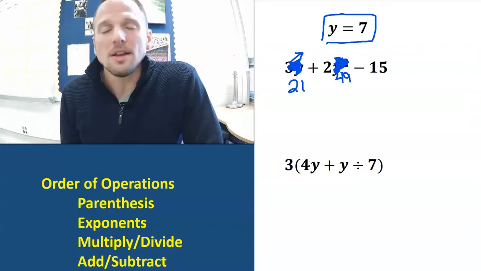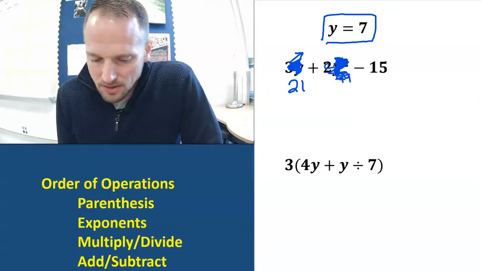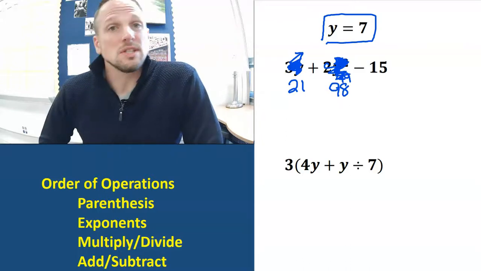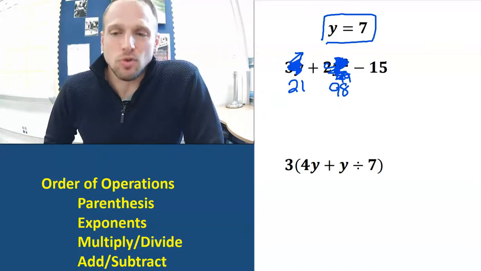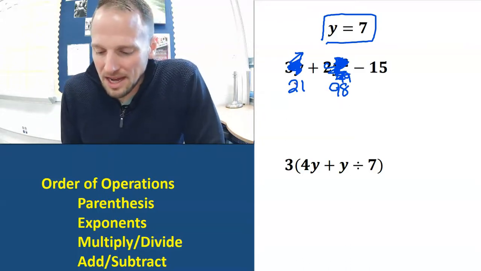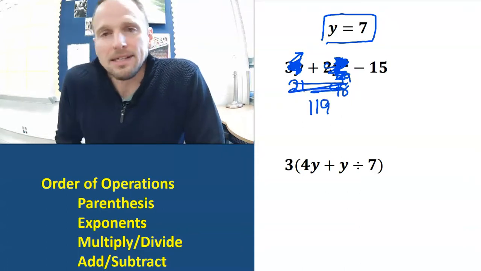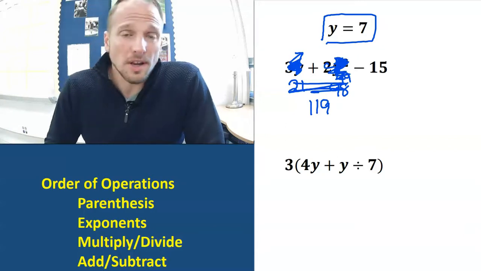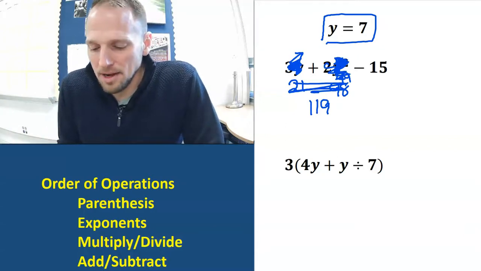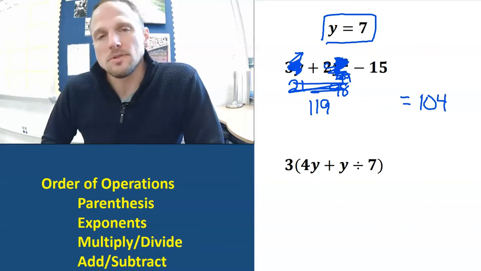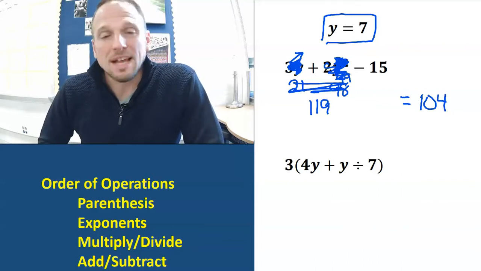Still going left to right. 2 times 49, that's going to be 98. Okay, next question. Is there any add, subtract? Yep, left to right. Work it. 21 plus 98 is going to be 119. Still working left to right. 119 minus 15 is 104. That's our answer. Okay, last problem.